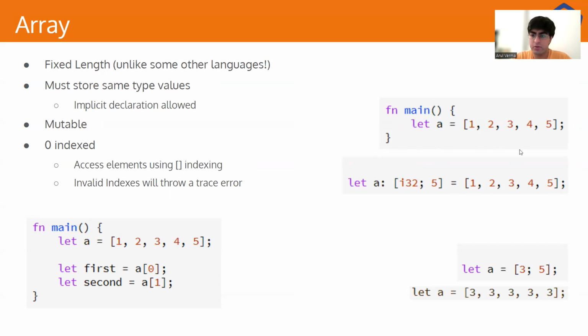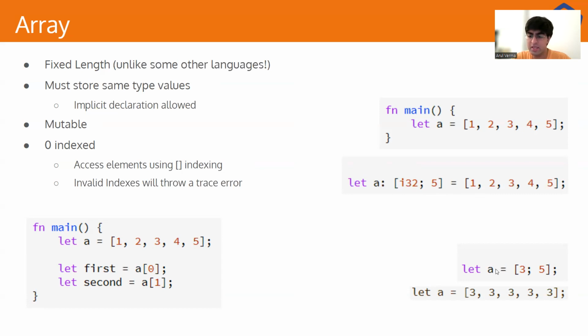You can see we have an implicit declaration here where we just say let a equals 1, 2, 3, 4, 5. And then we can see an actual declaration here where we say let a, we give a square brackets, the type, a semicolon, and then the number of values stored, so the size. And then we have our values themselves.